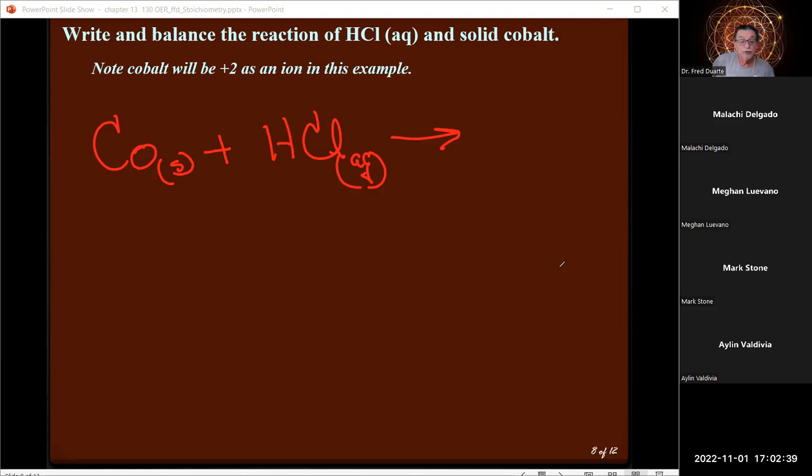It's a single replacement reaction. And you're like, whoa, wait a minute, how's that? I don't have two metals here. I don't have a metal in ionic form. But if you look at the activity series, remember I circled it, that activity series is relative to hydrogen. And hydrogen's ionic form is either the proton H+ or H2. So instead, what you're doing is comparing the reactivity of cobalt versus hydrogen. And you will find that cobalt is more reactive than hydrogen.